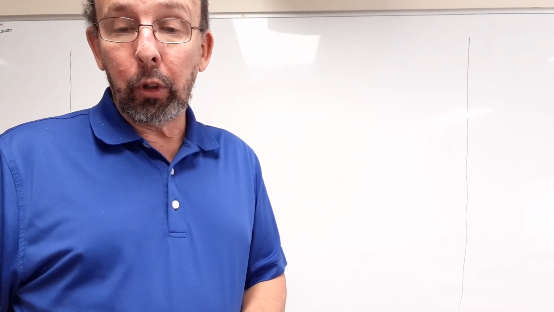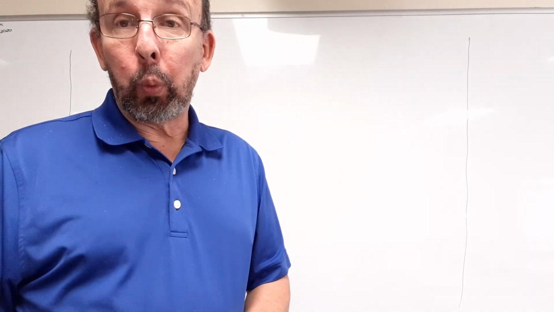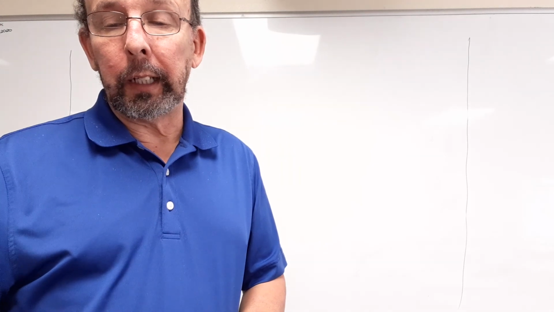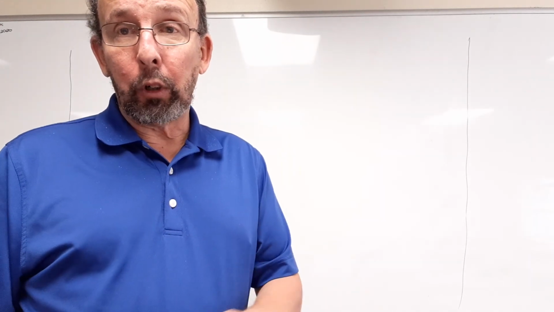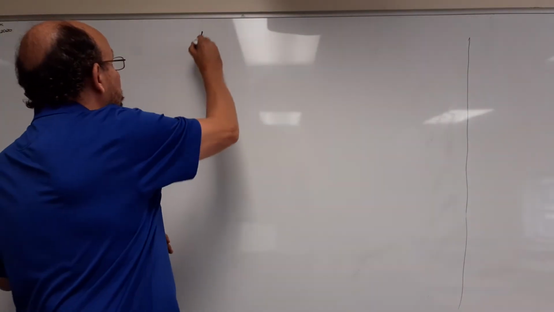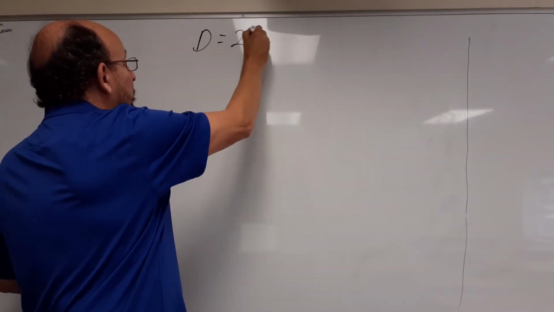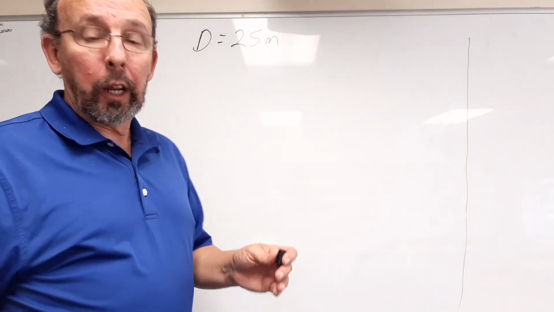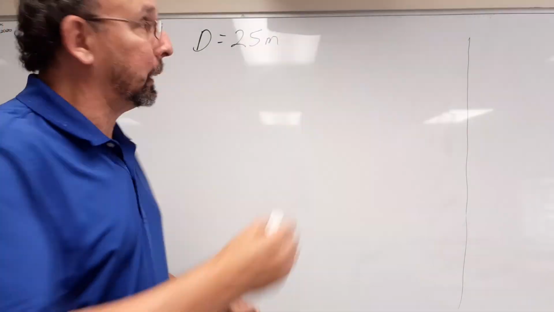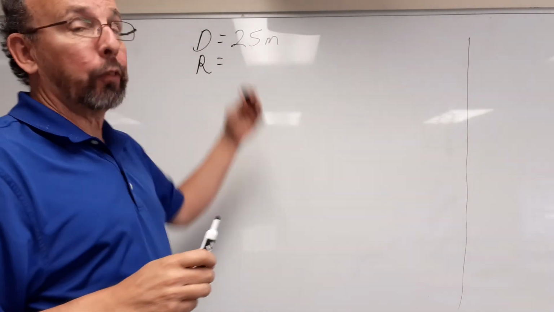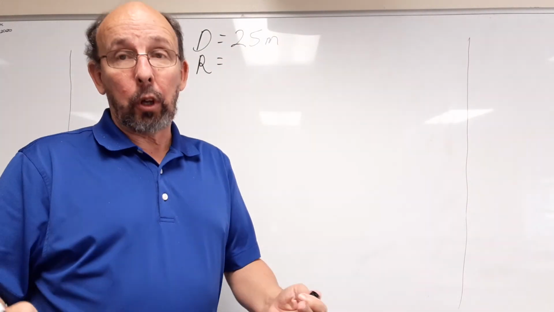So number 2, they give you the diameter of 25. They want to know what the radius is, the circumference, and the area. So if the diameter is 25, diameter equals 25. Whether it's inches or meters, they say it's meters, okay? So 25 meters. They want to know what the radius is. Well, the radius is the diameter divided by 2. So you can do that.